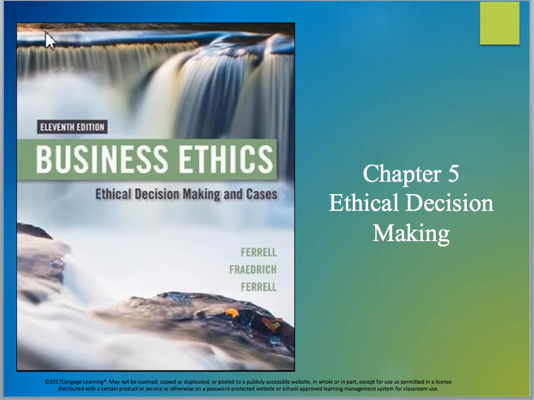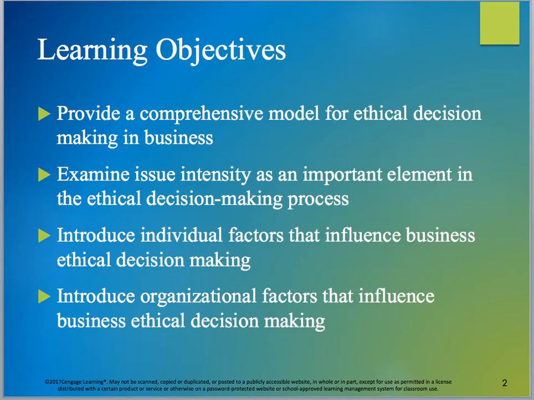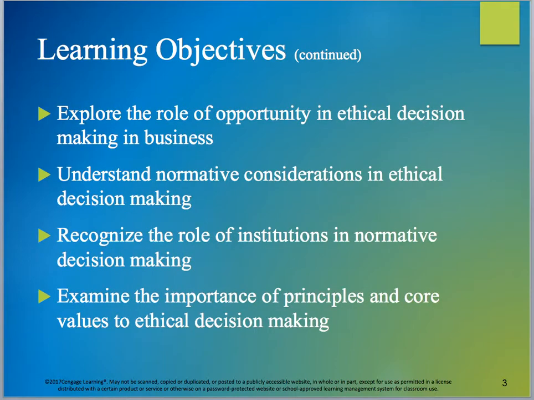Welcome to Chapter 5. In this chapter, we will discuss and dig deep into ethical decision making. By the end of this chapter, you should be able to provide a comprehensive model for ethical decision making in business, examine issue intensity as an important element, introduce individual factors as well as organizational factors that influence decision making in business, explore the role of opportunity, understand normative considerations, recognize the role of institutions in normative decision making, and examine the importance of principles and core values.